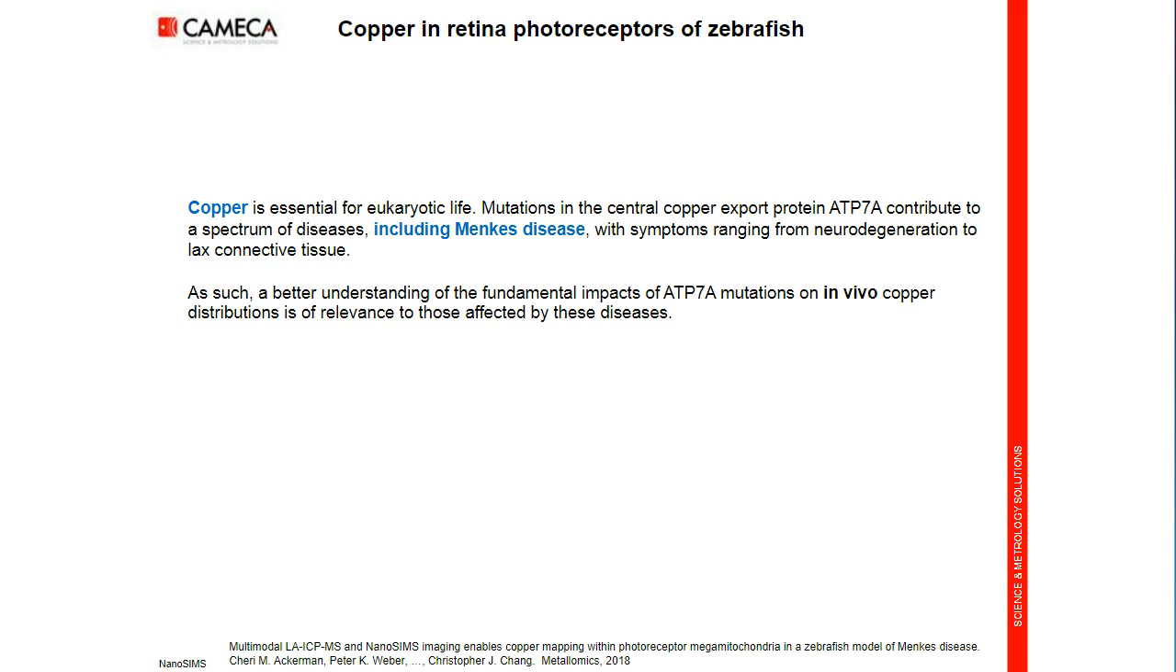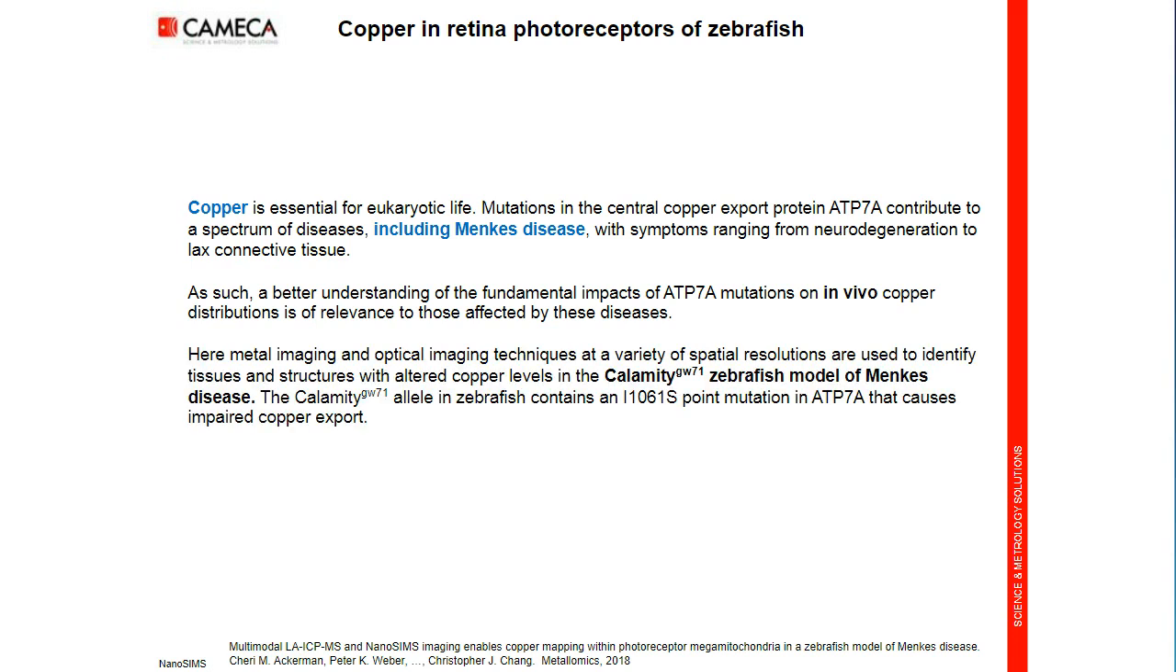So a fundamental understanding of the impact of this mutation on in vivo copper distribution is interesting. Here, different techniques were used: optical microscopy, confocal optical microscopy, laser ablation ICP-MS, transmission microscopy, and NanoSIMS, to study and understand the altered copper level in a zebrafish model of Menkes disease. In this allele, there is a point mutation in the protein that causes impaired copper export.